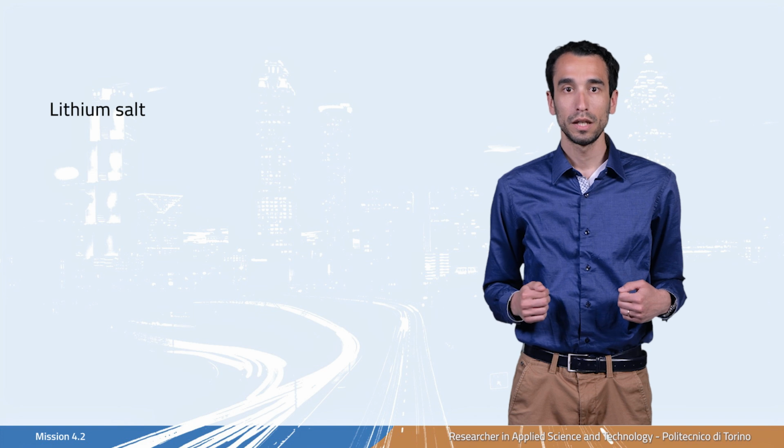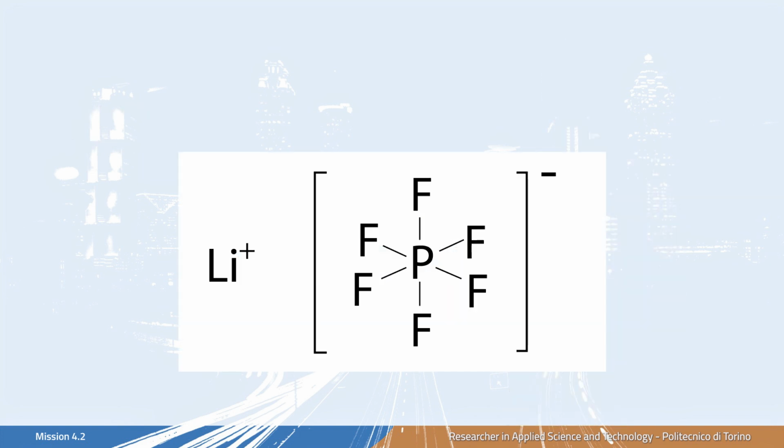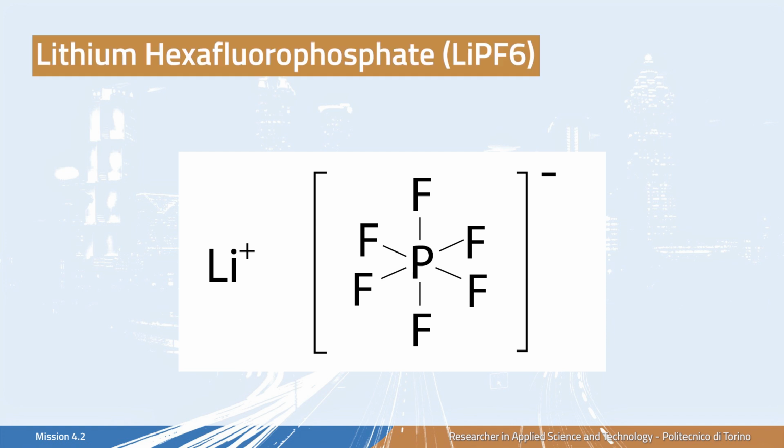Electrolytes in lithium-ion batteries are typically composed of a lithium salt dissolved in an organic solvent. The most commonly used lithium salt is lithium hexafluorophosphate, LiPF6, due to its good solubility in organic solvents, the wide voltage range, the compatibility with many active materials, and the formation of a stable solid electrolyte interface.